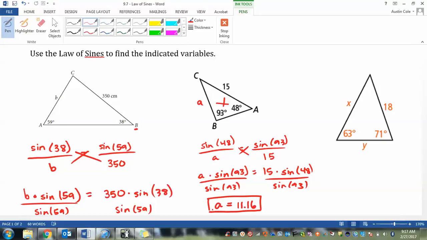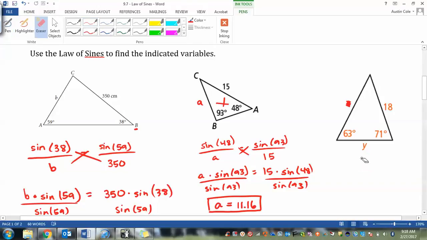Now this one was x and y. For time's sake, let's just find y. In order to find y, what do I need? I need the angle across from it. So this angle does us really no good, besides the fact that we can use these to find that one. Do not do the sine of 71 over y. That makes no sense because 71 and y aren't across from each other.